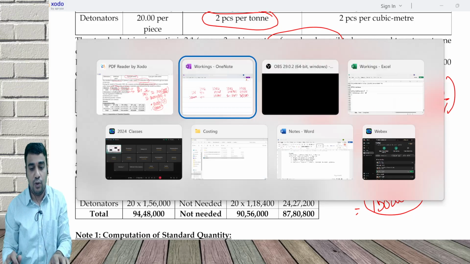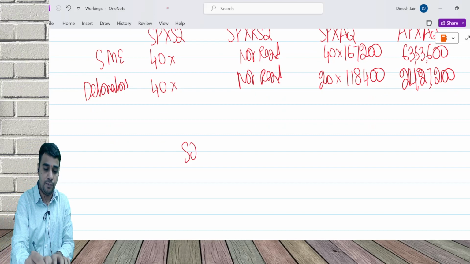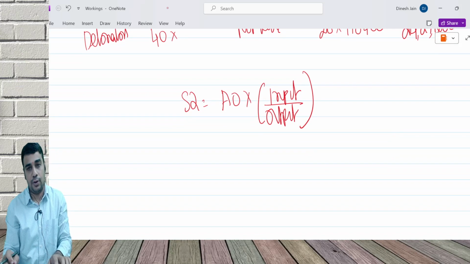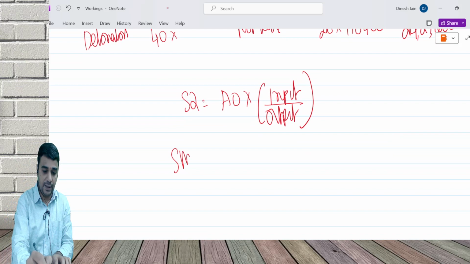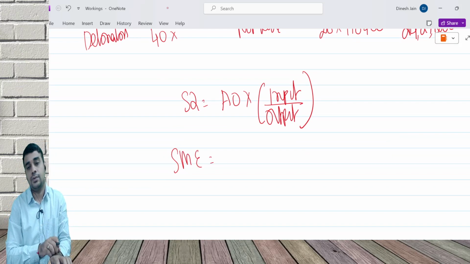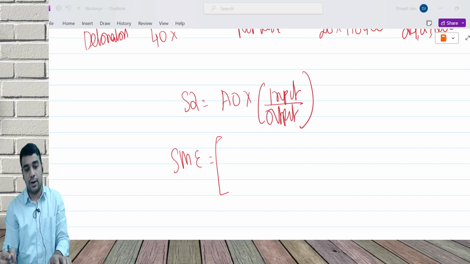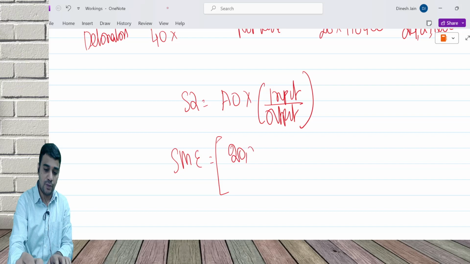Now write the note, computation of SQ. SQ equal to AO into input by output. AO into input by output. First we are doing for SME. SME is equal to, what is the output of the first product? 20,000. Input output ratio between iron ore and SME.